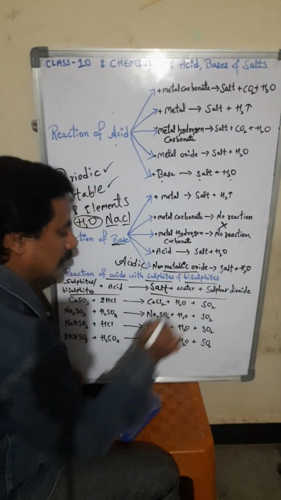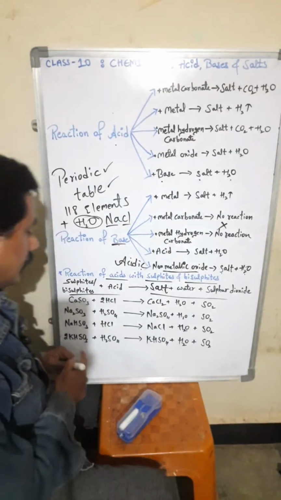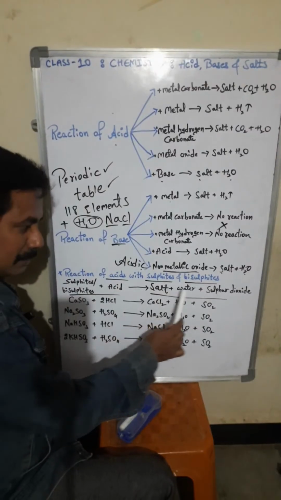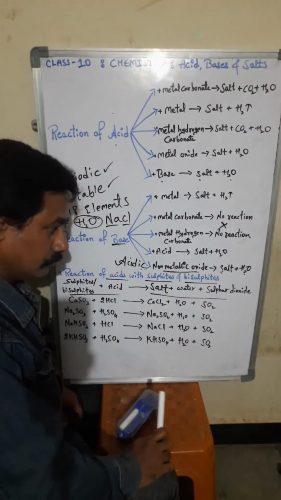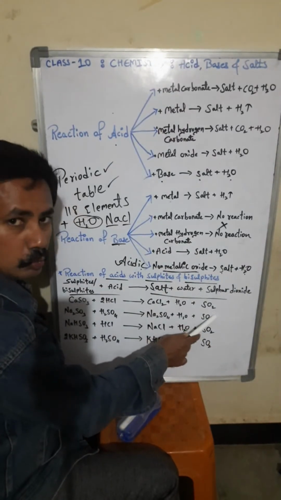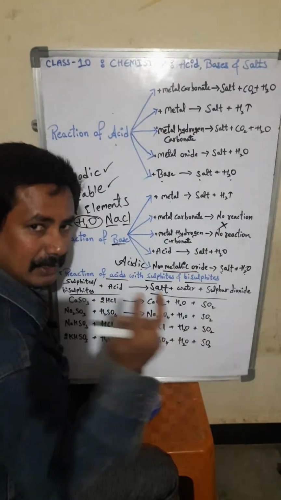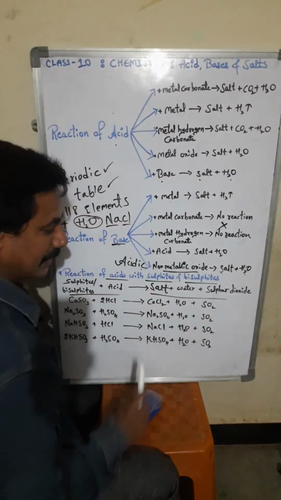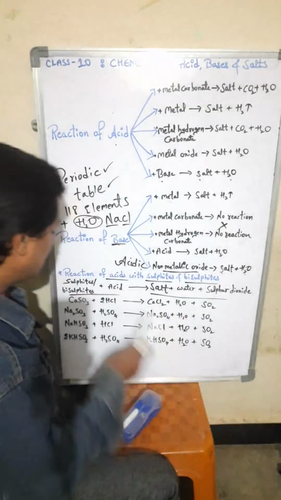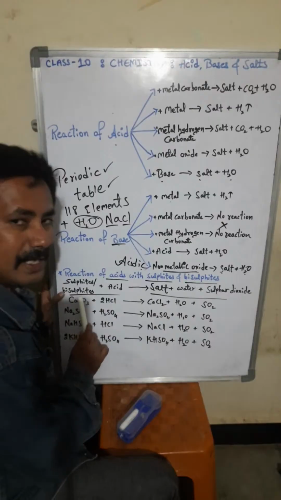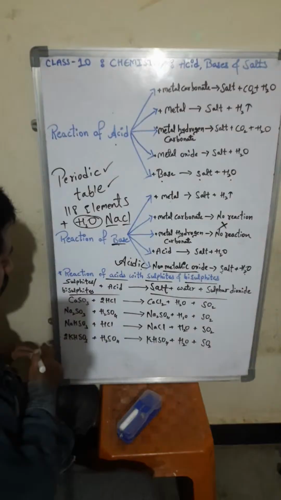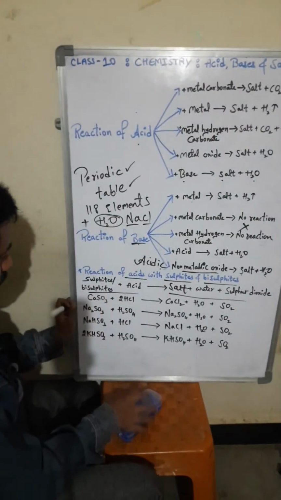What will be the product, students, when sulfides or bisulfides react with acids? Salt plus water plus sulfur dioxide, SO2. Sulfur dioxide plus water plus salt is formed. When? When sulfides and bisulfides react with acids. So let's see one example, students.